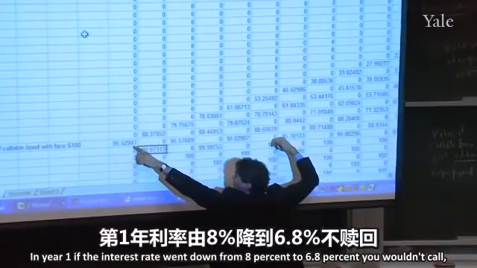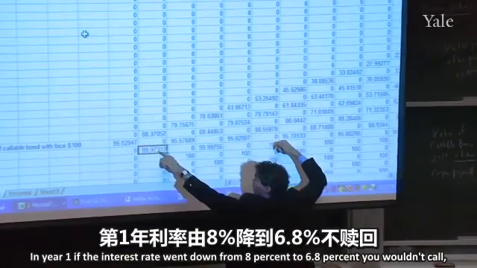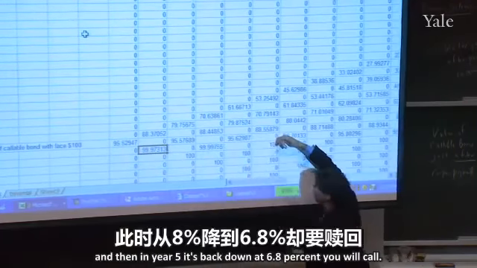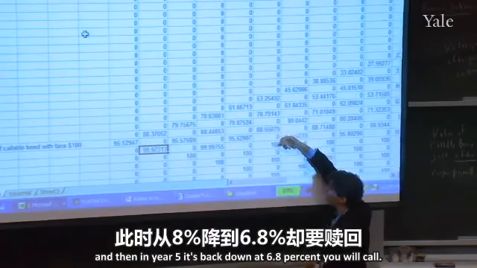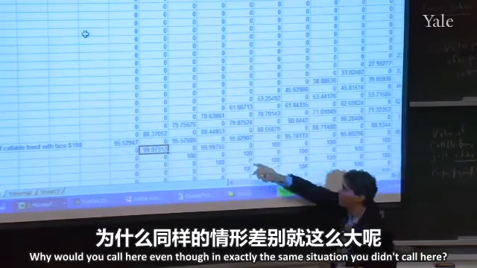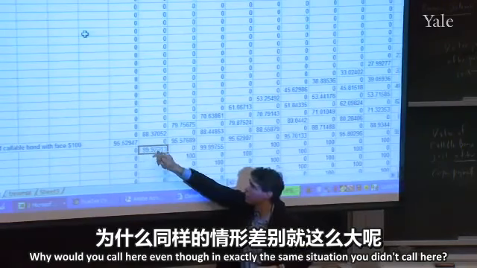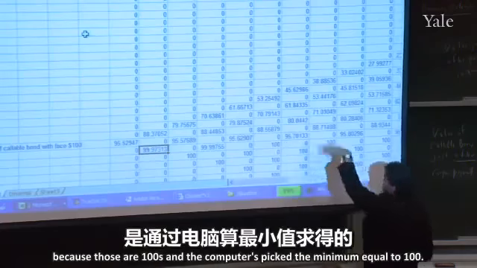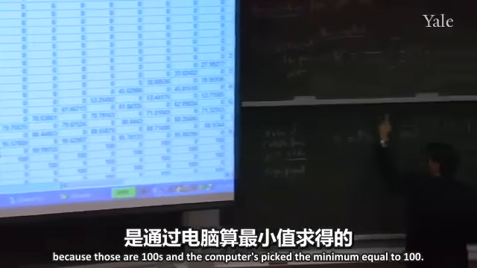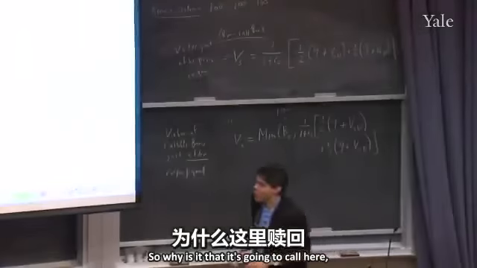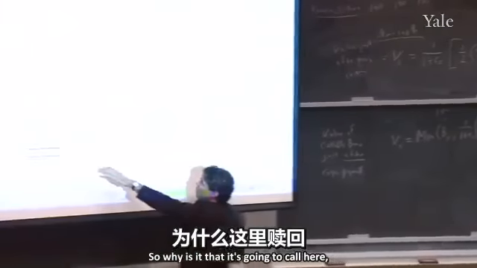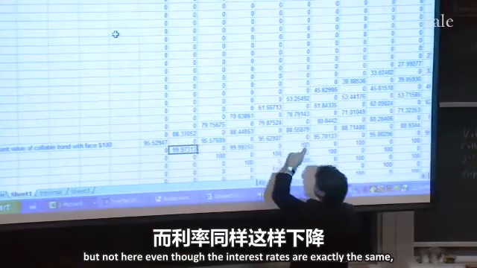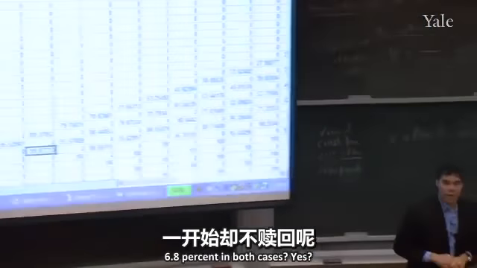In year 1, if the interest rate went down from 8% to 6.8%, you wouldn't call. But if the interest rate sort of bounces around and in year 5 is back down at 6.8%, you will call. Why would you call here even though in exactly the same situation you didn't call here? You can tell where you call because those are 100s and the computer picks the minimum equal to 100. So why is it that it's going to call here but not here even though the interest rates are exactly the same, 6.8% in both cases? Yes?